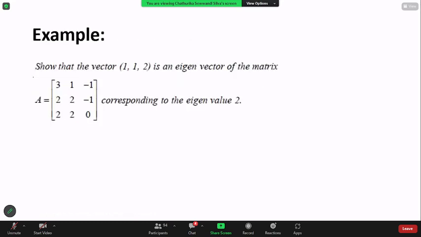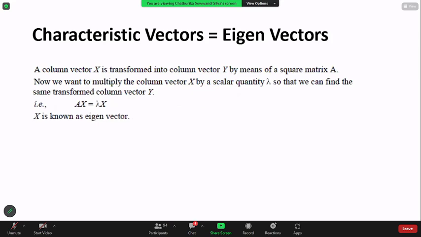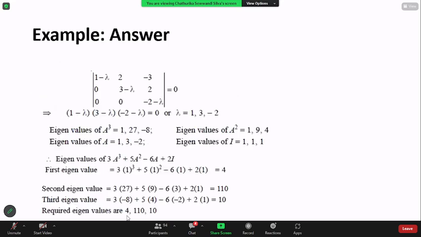Right. So here's an example. Now students, I told you for each and every eigenvalue, so here three eigenvalues 4, 1, 10 and 10, there's a corresponding vector. That vector is a 3 by 1 column vector. That means for every eigenvalue there is a column vector, and that is what we are going to find.